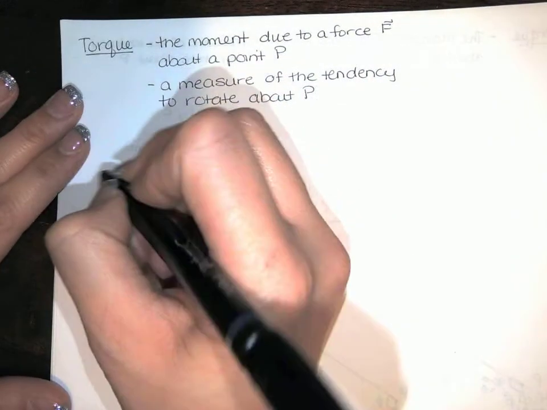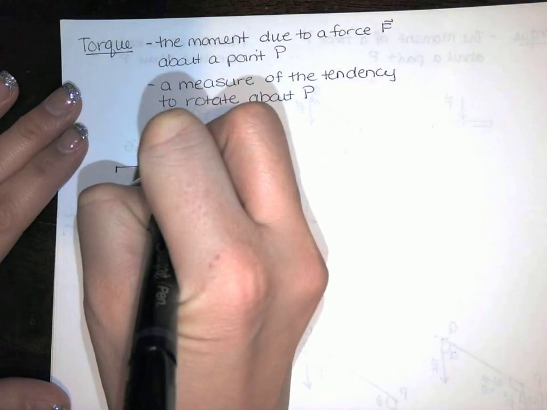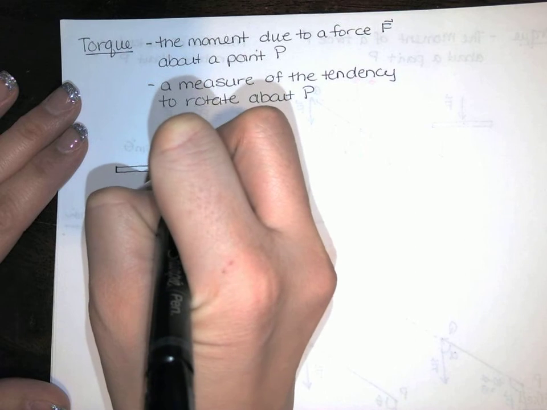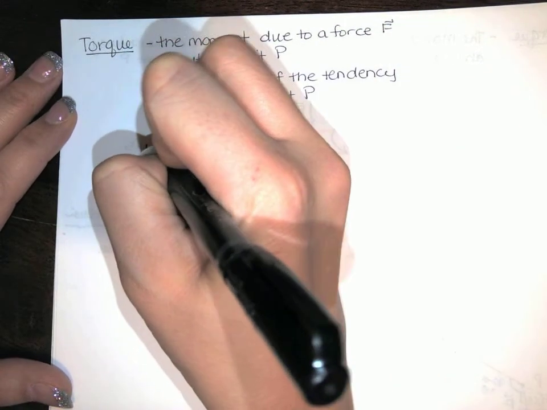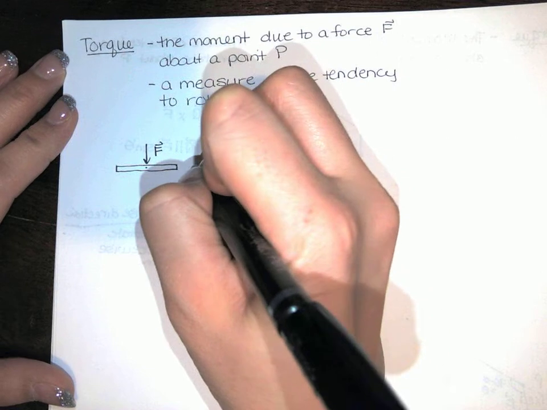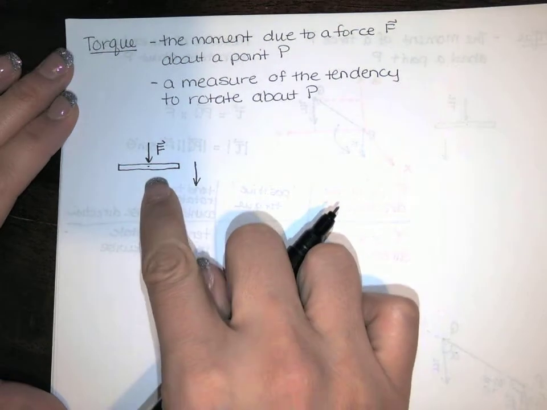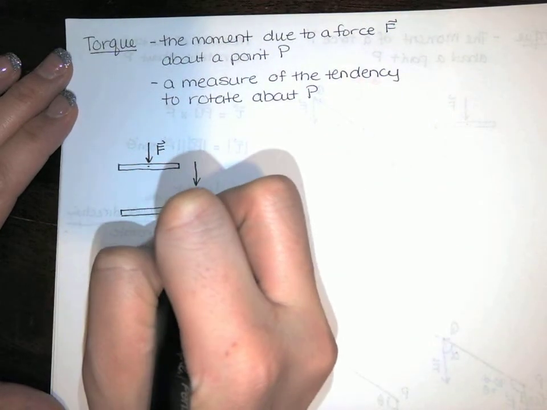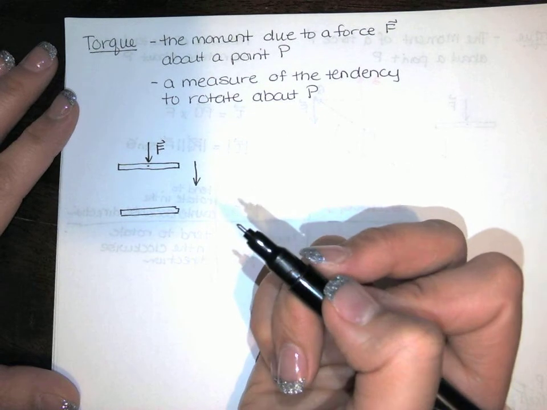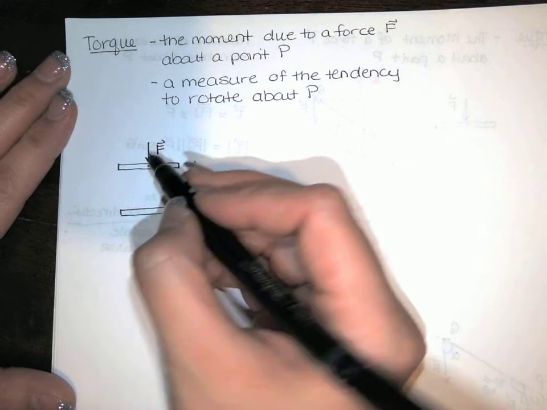So let's say you have some object, maybe it's long like my pencil, and we apply a force F to its center of mass, like this. Well, that's just going to have a tendency to move my pencil this way. A little bit later, the pencil is going to be over here, right? Well, let's change things up a bit.